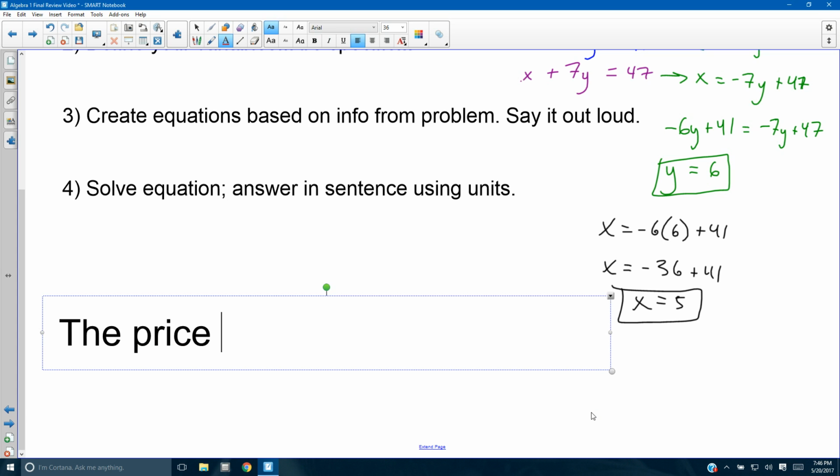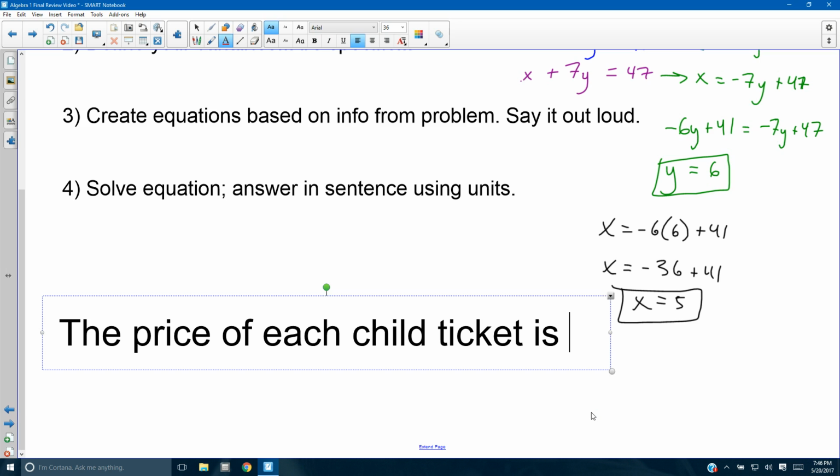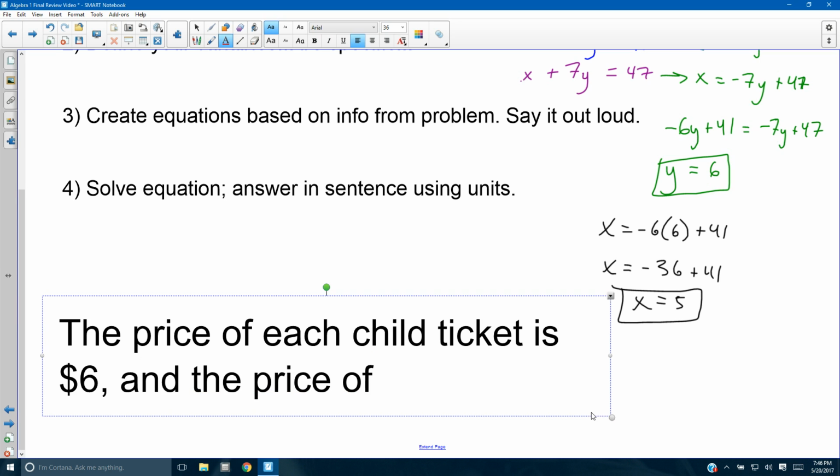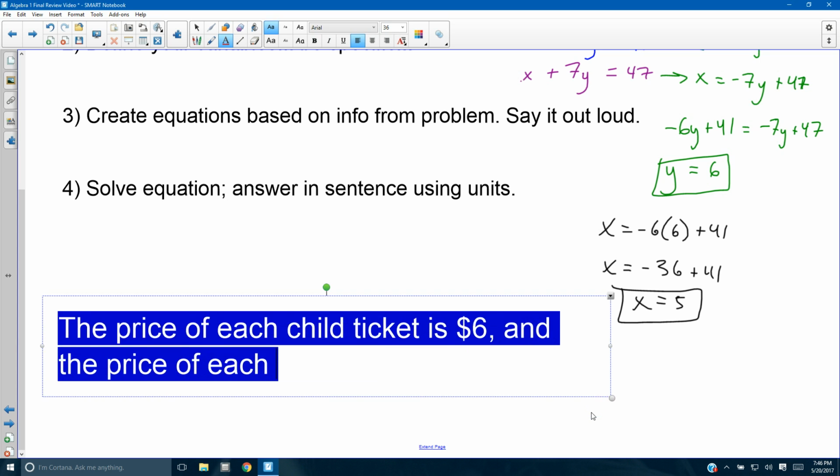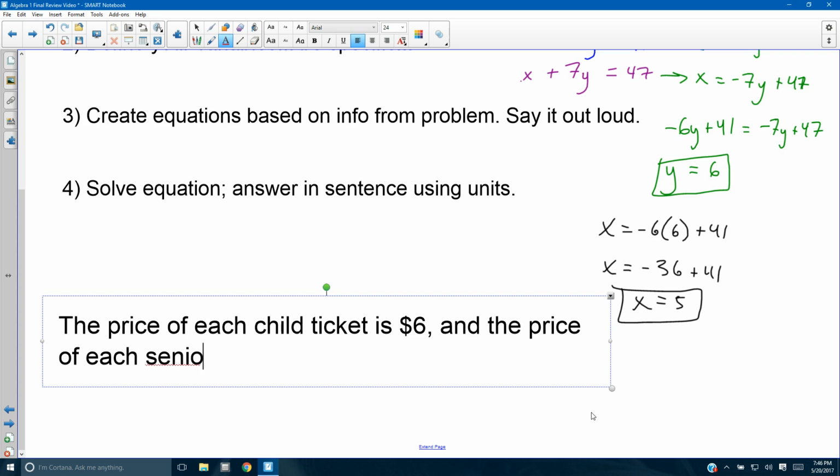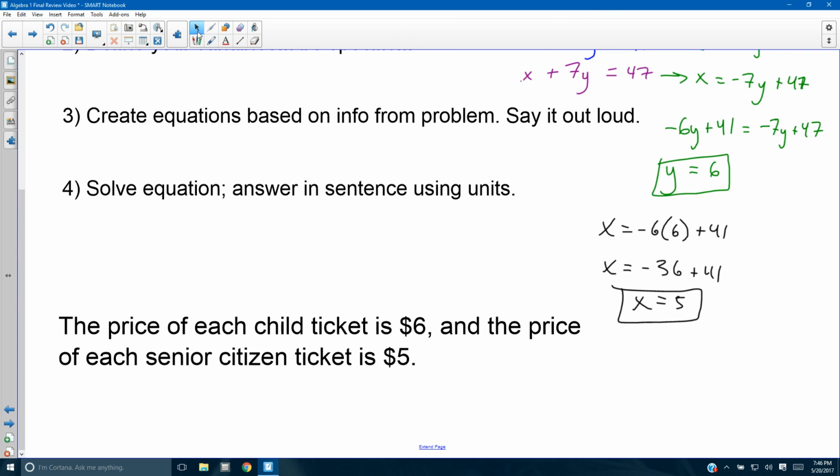The price of each child ticket is, I think, $6. And the price of each senior citizen ticket, hang on, let's shrink this. Each senior citizen ticket is $5. And that answers the question that was being asked. We set it up, we solved it, we're good to go.